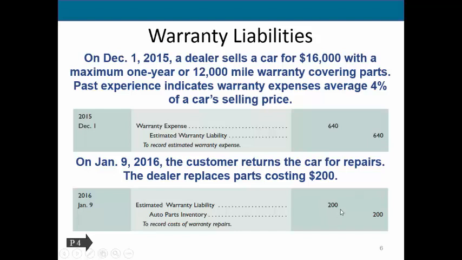First, this $200 we now know is a warranty that we're going to have to pay. So we need to remove it from the estimate because it's no longer an estimation. So we remove the estimated warranty liability because we're now fulfilling an obligation, so we take that away. And then we have our various assets that are decreasing. If we simply had to pay cash, we would show a decrease of our cash here with a credit. But in this case, we had to provide some work or some type of parts inventory. We had to replace a part. So you need to show the decrease in that auto parts inventory for the $200.